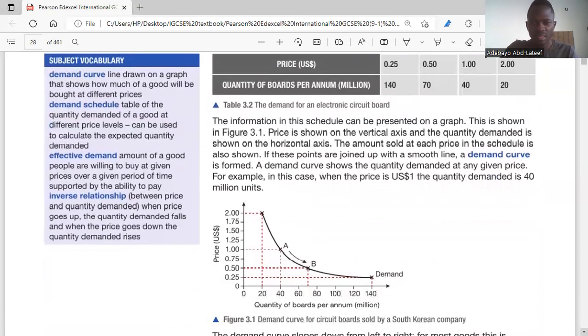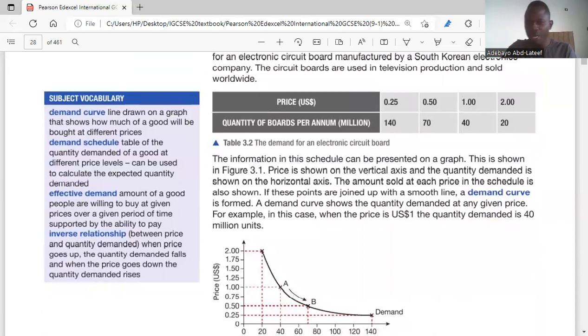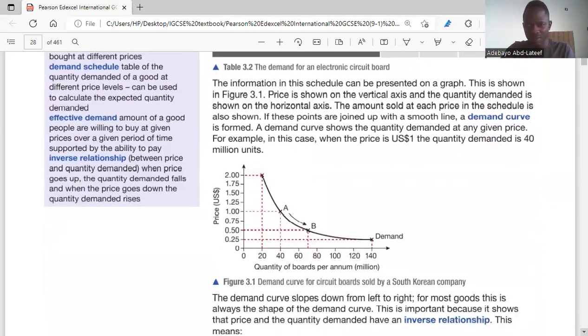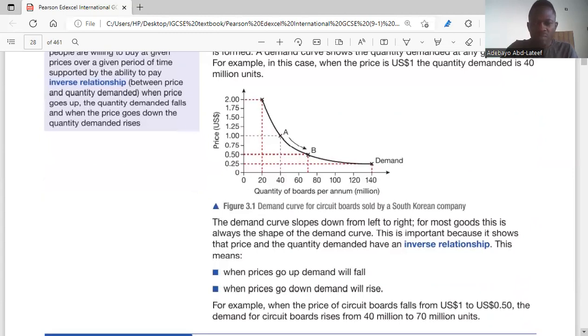Now there's some information. This is a demand schedule. The price is $0.25, $0.5, $1, $2, and the quantity demanded is 140, 70, 40, 20. So based on this schedule, we have a graph. They said the information in this schedule can be presented on the graph, which is already shown. The demand curve slopes downward from left to right. For most goods, this is always the shape of the demand curve. This is important because it shows the price and quantity demanded have an inverse relationship.